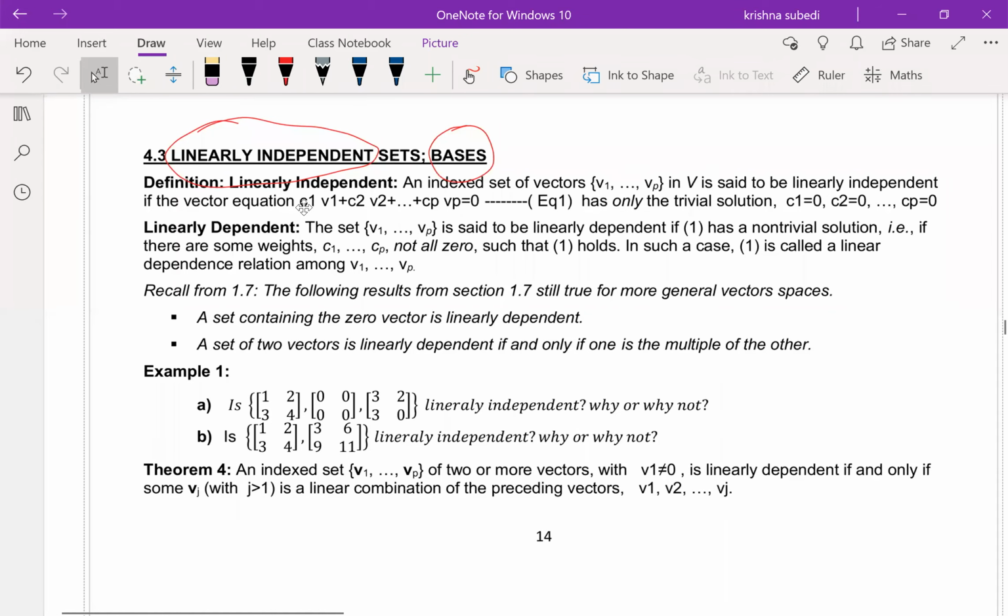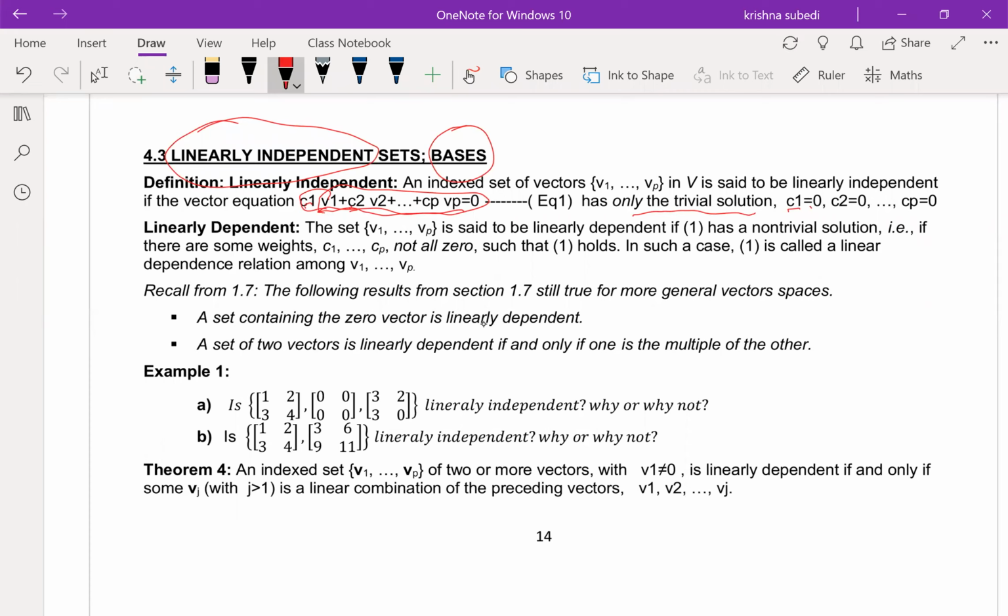if the vector equation c1 v1 + c2 v2 + ... + cp vp = 0. That's just a linear combination of all these vectors. C sub 1, C sub 2, and C sub p represent the scalars. We call them weights. If this equation has only the trivial solution, what it means is that in order for this equation to be 0, each of these scalars must individually be 0, then we call it a linearly independent set.